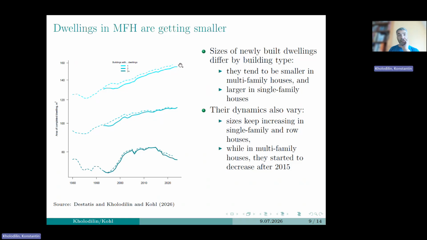What we see immediately is that the average size of newly built single-family homes is much bigger than that of newly built flats. So it's 150 versus 70 square meters for flats. It's more than 2 times larger. In addition, we can notice that while the size of single-family houses keeps increasing, the size of flats started to decline after 2015, which of course contributes to the declining newly built housing sizes.